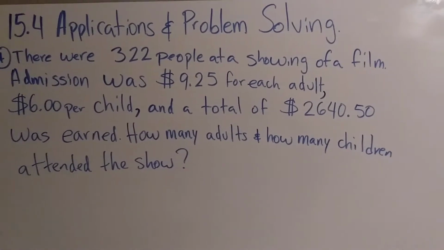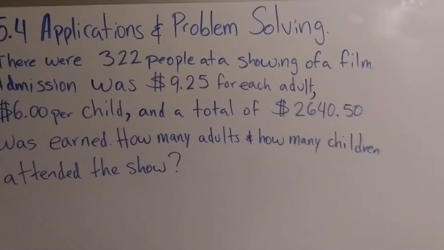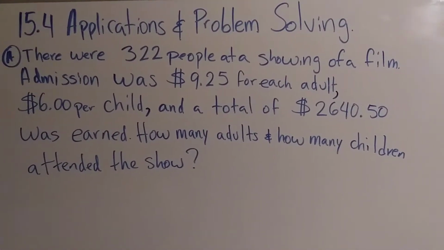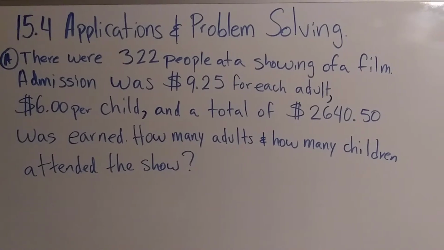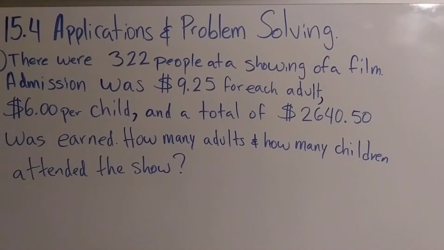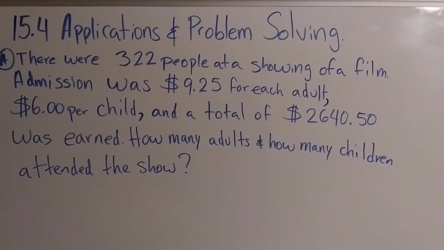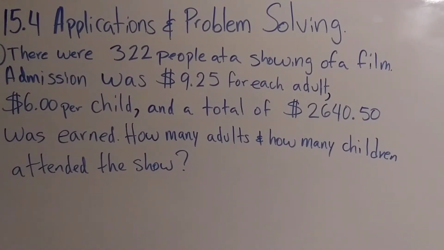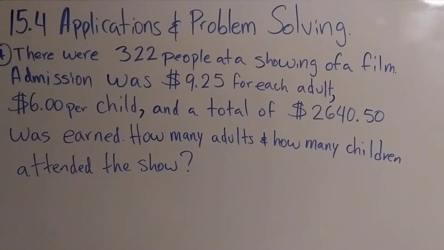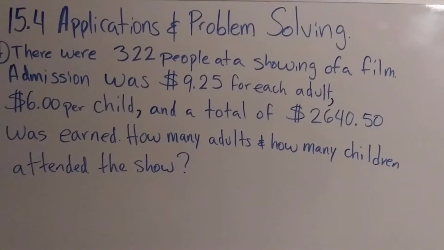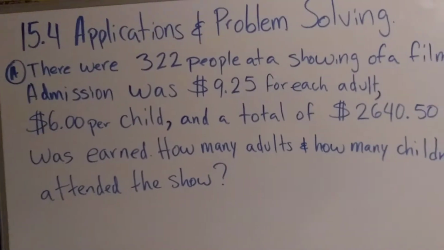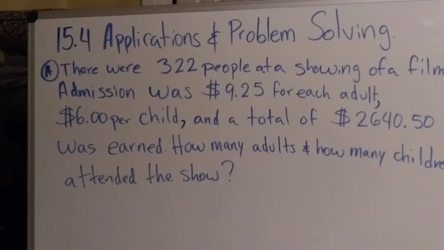One thing that you've got to keep in mind when you have these types of problems is that you're going to have two equations. One of them is going to be the quantity, the number of people or the number of items, and the second equation is going to involve the monetary quantity. So one is the actual quantity of people, and the other one is the quantity of money involved. Let's go ahead and take a look at that here.